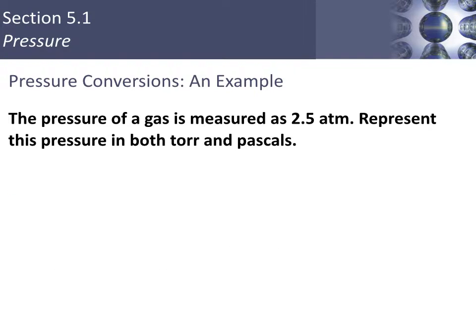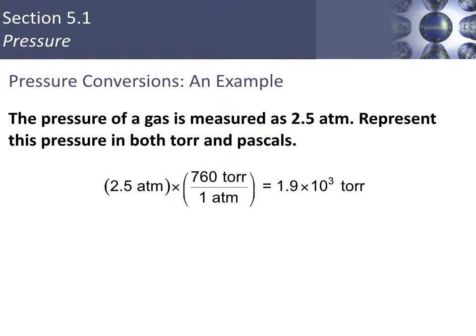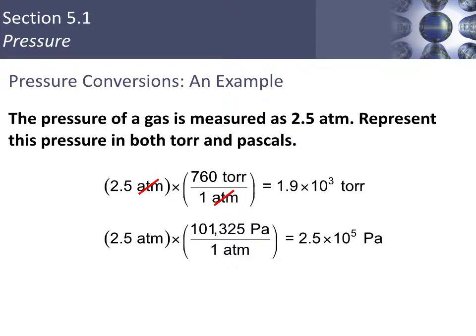So an example of doing a pressure conversion is if you were given the pressure of a gas at 2.5 ATM, what would that be in torrs and pascals? How would you set this up? Well, to convert to torrs, you would do something like this. 2.5 ATMs, there's 760 torr per every 1 ATM, so you get 1.9 times 10 to the third torr. You can double check that your ATMs cancel out, and then you could do the same type of thing to convert it to pascals. These kinds of conversions are very important, especially converting between ATMs, torrs, and millimeters of mercury.